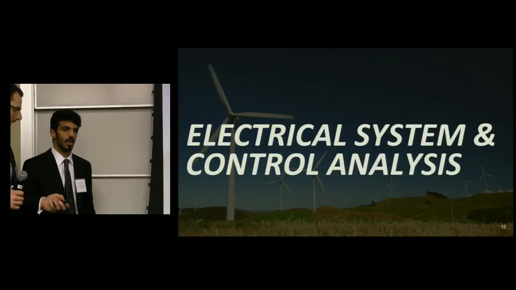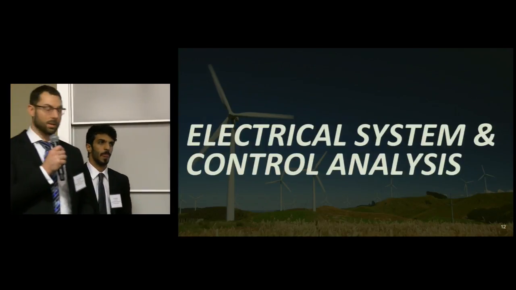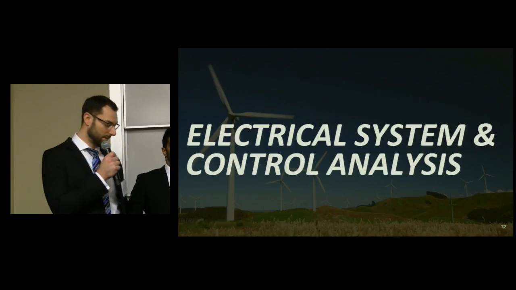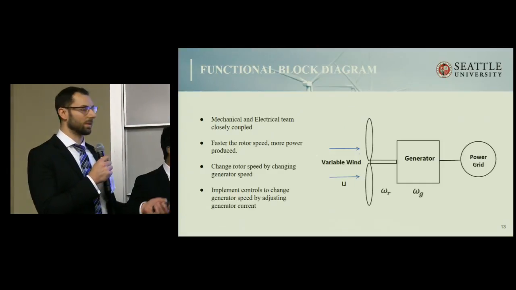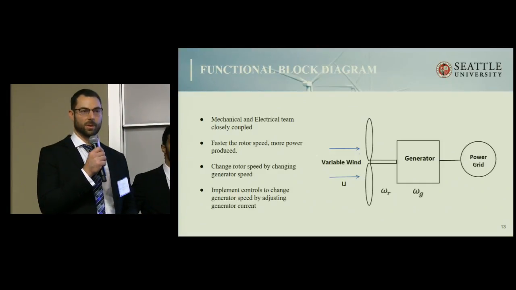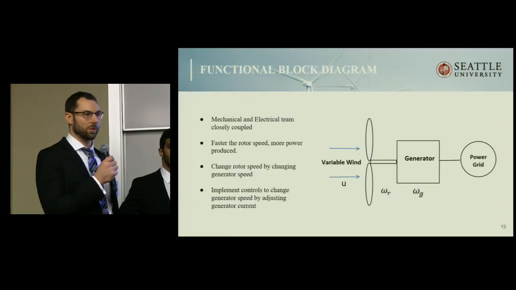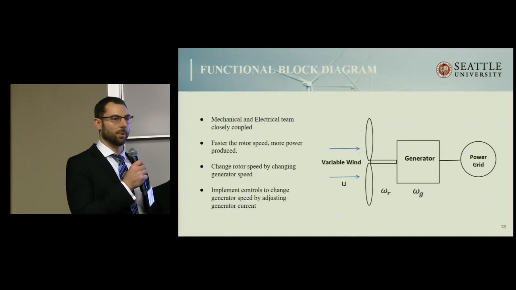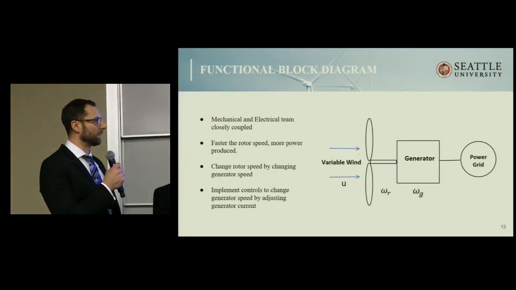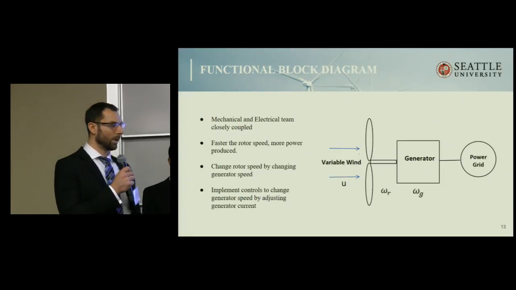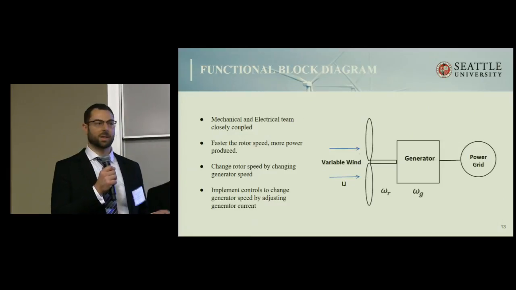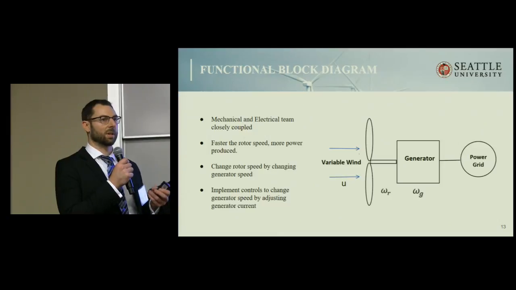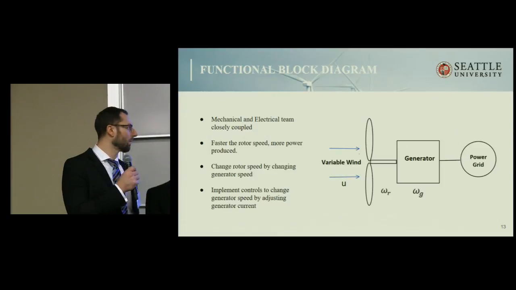Now we'll start talking about the electrical system as well as the control analysis. This is your basic functional block diagram of a wind turbine. The goal here is essentially to convert the mechanical power captured from the wind into electrical power for the grid. One thing to note is that our project is multidisciplinary, so the electrical teams and the mechanical teams are very closely coupled in this design process.